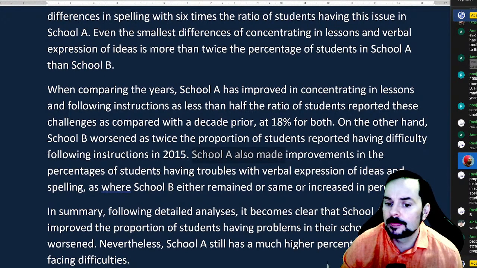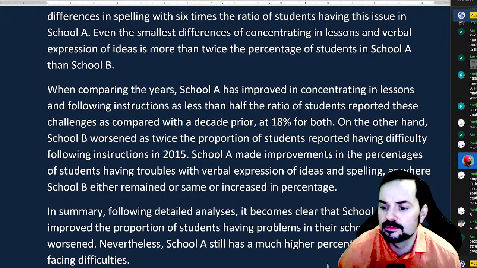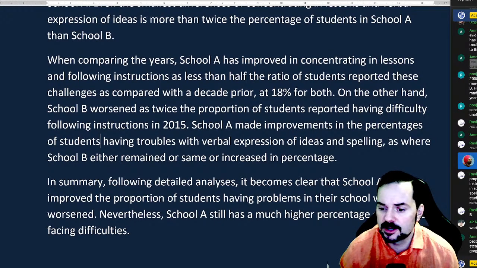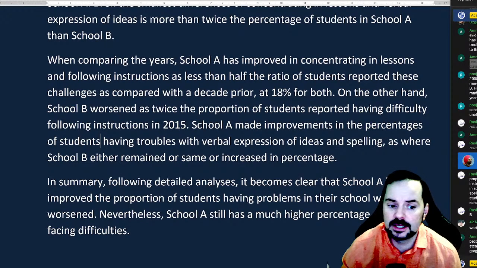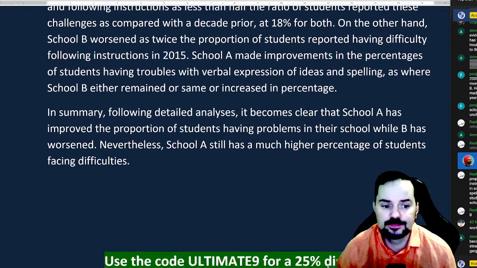School A made improvements. We don't need the also. Made improvements in the percentages of students having troubles with verbal expression of ideas and spelling, as where School B either remained the same or increased in percentage.